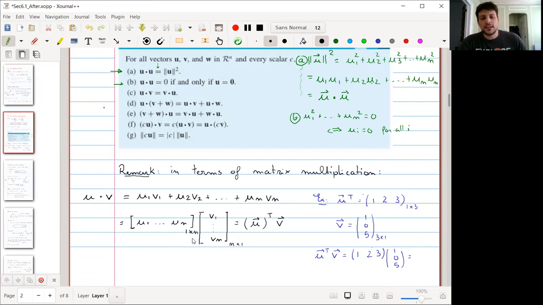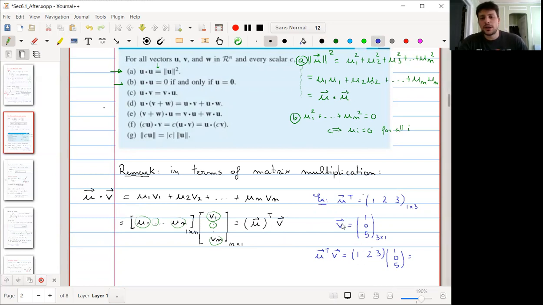So when I write it like this, it's the same, right? Because what happens here is that I would do U1 times V1, and then U2 times V2, all the way to UN times Vn. So the two expressions match, but when I write it like this, I can just write it as the matrix product between the transpose of U, which is nothing but U written as a row vector, and the vector V.